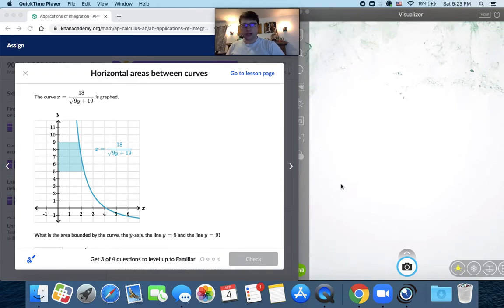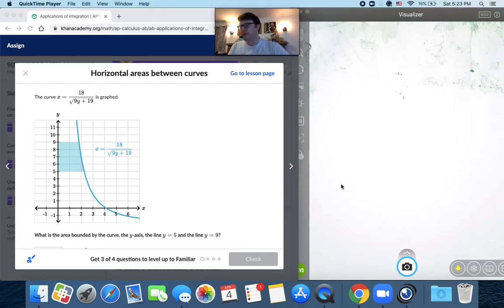So let's start with number one. I'll work my way through at least one, and probably make a part two video if the next one I look at is different enough. Horizontal areas between curves. The curve is x equals 18 over the square root of 9y plus 19. Absolutely, you can graph it. You could solve that equation for y to get y by itself and have a function in terms of y.